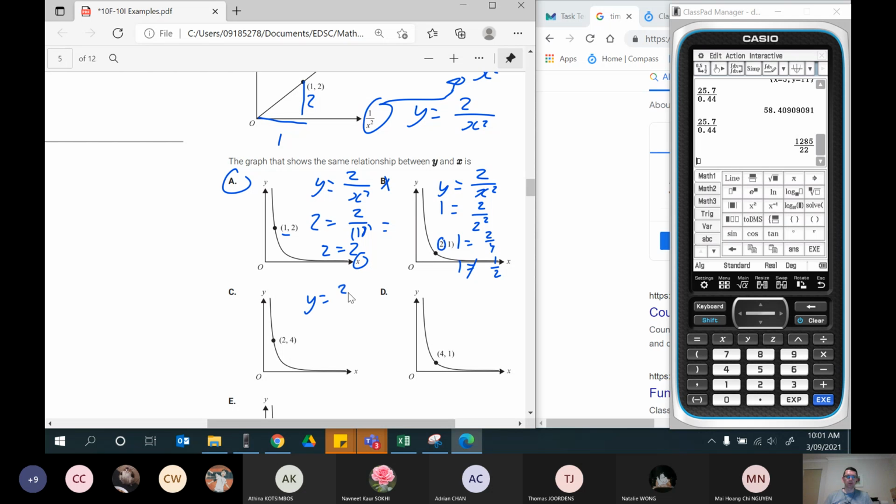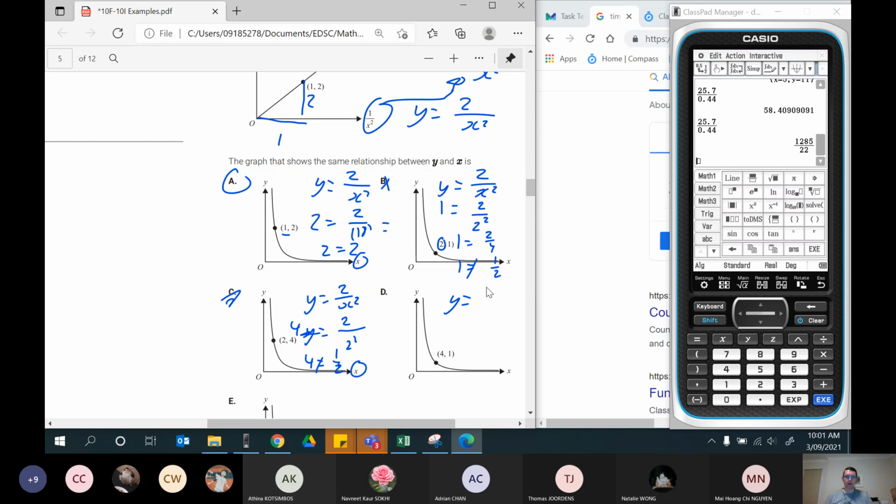Y equals 2 on x squared. Again, because this is x, I'm going to substitute in just for x. Y is 4. 4, 2 on x, which is 2 squared. We know that's going to be a half. 4 does not equal a half, therefore it can't be that one.